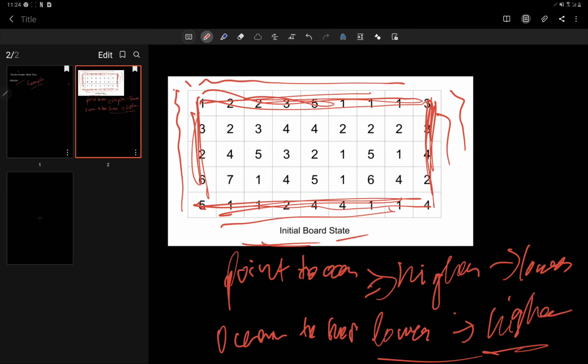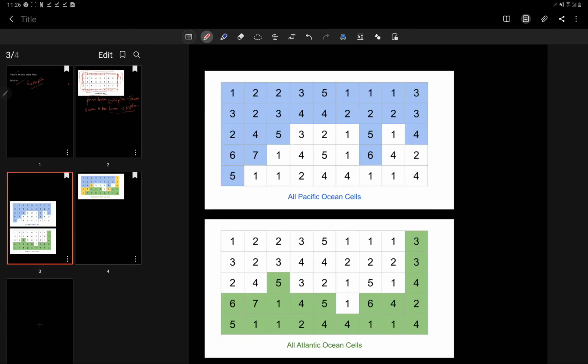All right, now let's try to solve this question and see what we can get. I have marked with blue the Pacific Ocean points, because here is the Pacific Ocean, and we can move from, suppose, 3 to this point and this point, because it's of equal or higher length. Similarly, we can move from this point, this point, this point, and this point. We cannot move from this point to this point because it is of lower length, but this point can be covered from here. So these are all the points that are covered from the Pacific.